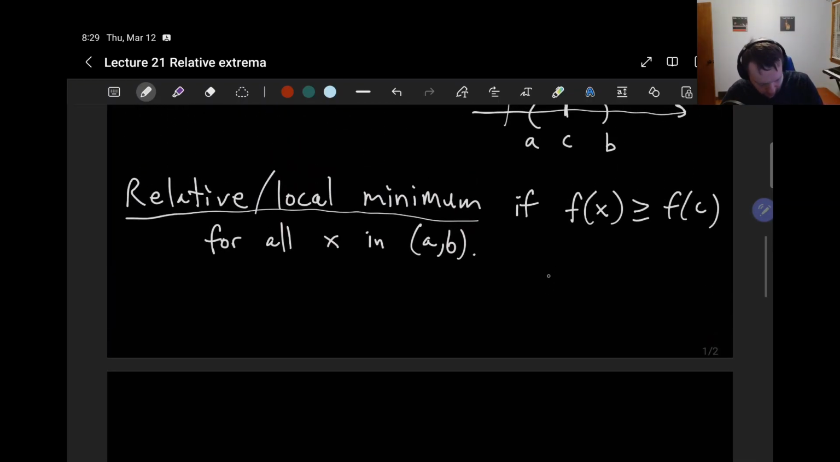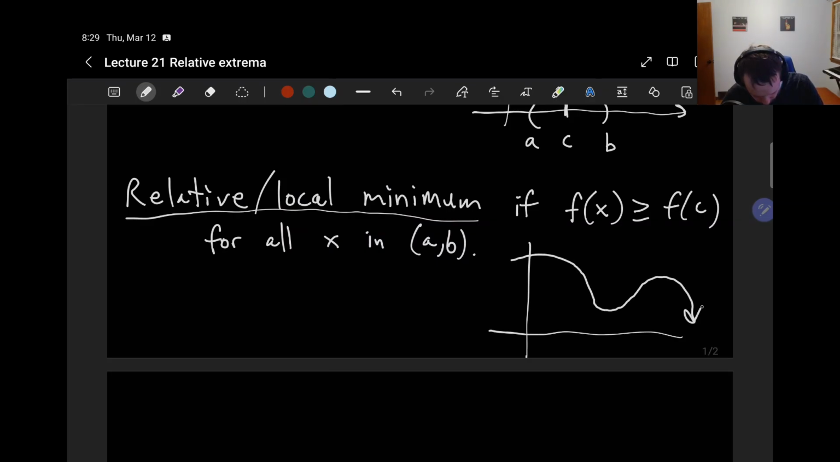Okay, so maybe I'll make a smaller picture here. So right here is c. It's this low point. And I can find a neighborhood, some interval from a to b, which contains c, and this f of c, this y value here, is the low point within that little neighborhood. So that's a local minimum.